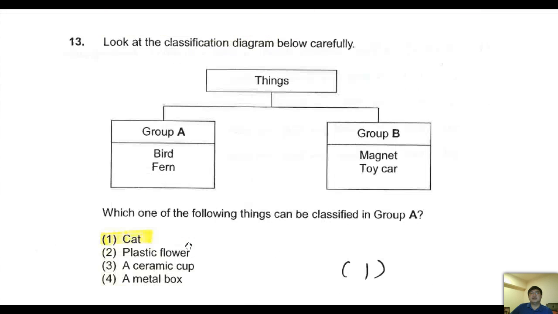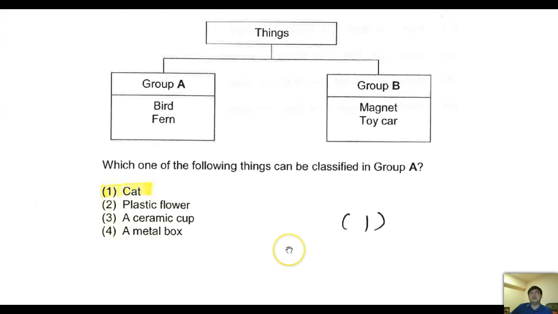Next, classification. This is a group of things, this is another group of things. Bird and fern look like living things. Magnet, toy car over here. Now, which one of the following belongs to classify in the group A? Okay. Cat, because it's a living thing. The rest are non-living things. This is straightforward.